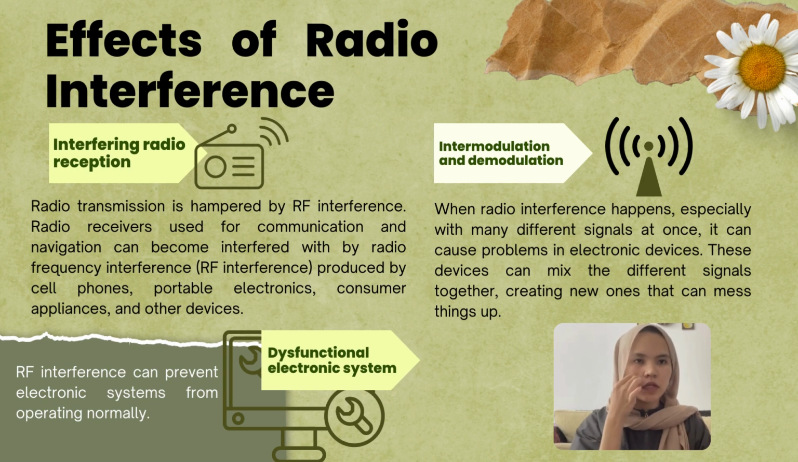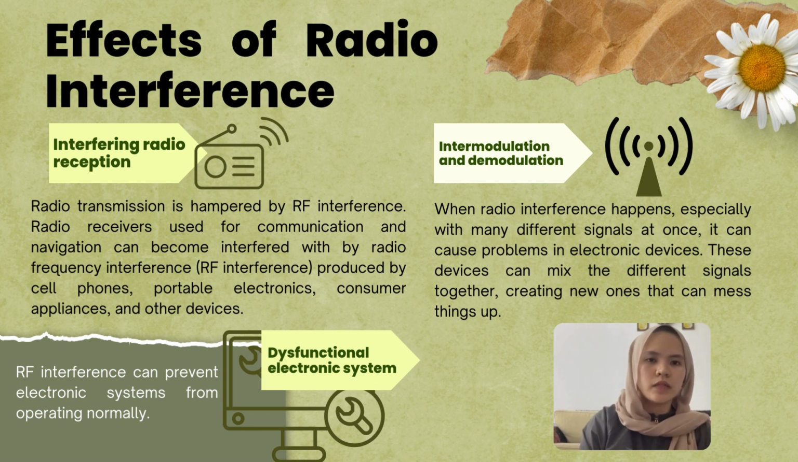Now I am going to talk about the effects of radio interference. First, we have interfering radio reception. RF interference generated by mobile phones, portable electronics, consumer appliances, and other devices is capable of interfering with the radio receivers employed for communication and navigation purposes. Next, we have dysfunctioning electronic systems. RF interference can disturb the normal operation of electronic systems. And then we have intermodulation and demodulation. When radio interference happens, especially with many different signals at once, it can cause problems in electronic devices. These devices can mix the different signals together, creating new ones that can mess things up. This makes the devices pick up unwanted sounds or signals instead of the ones they are supposed to use.